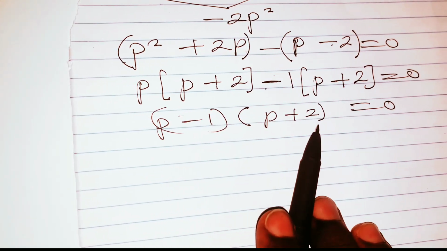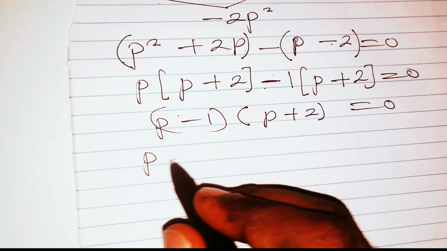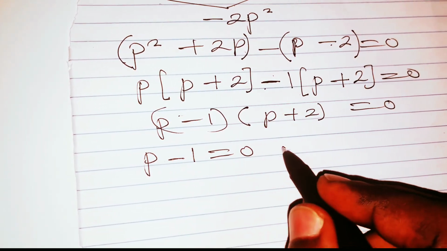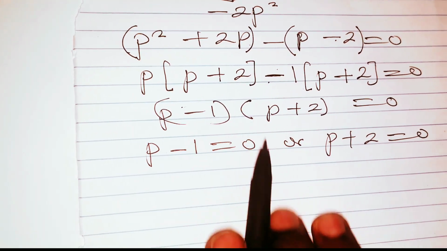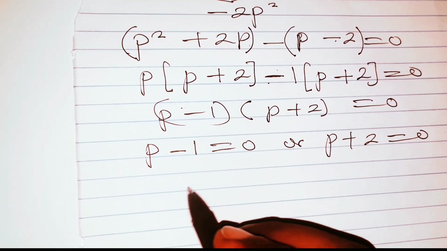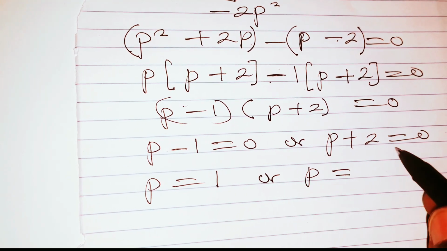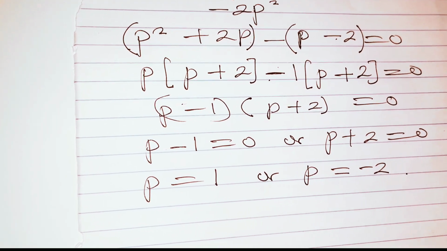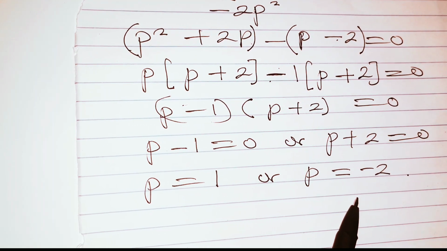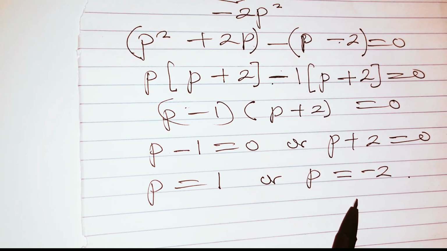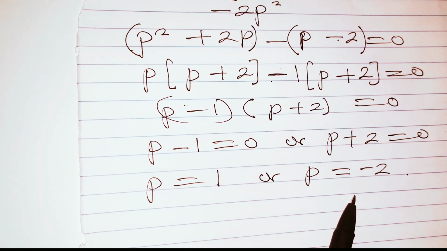So each of the terms is expressed to be equal to 0 so that we can obtain the values for our p. So we have p minus 1 equal to 0 or p plus 2 equal to 0. So moving the constant term to the other side of the equality sign, we have p equal to 1 or p equal to minus 2. But what we have to solve is not for p. The question originally is in terms of x. So solving that question is to obtain the values for x.